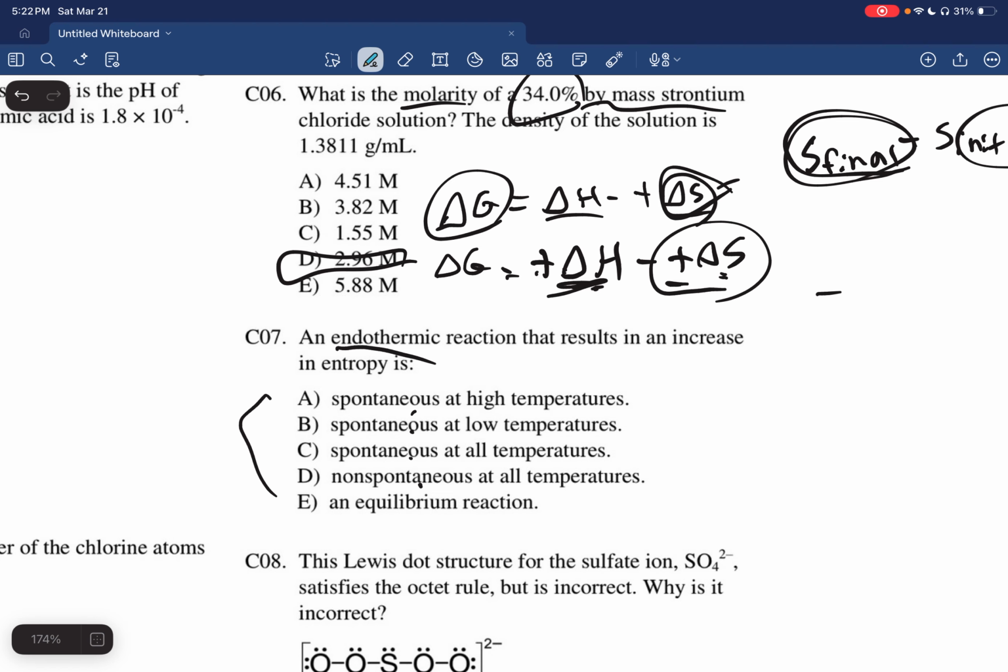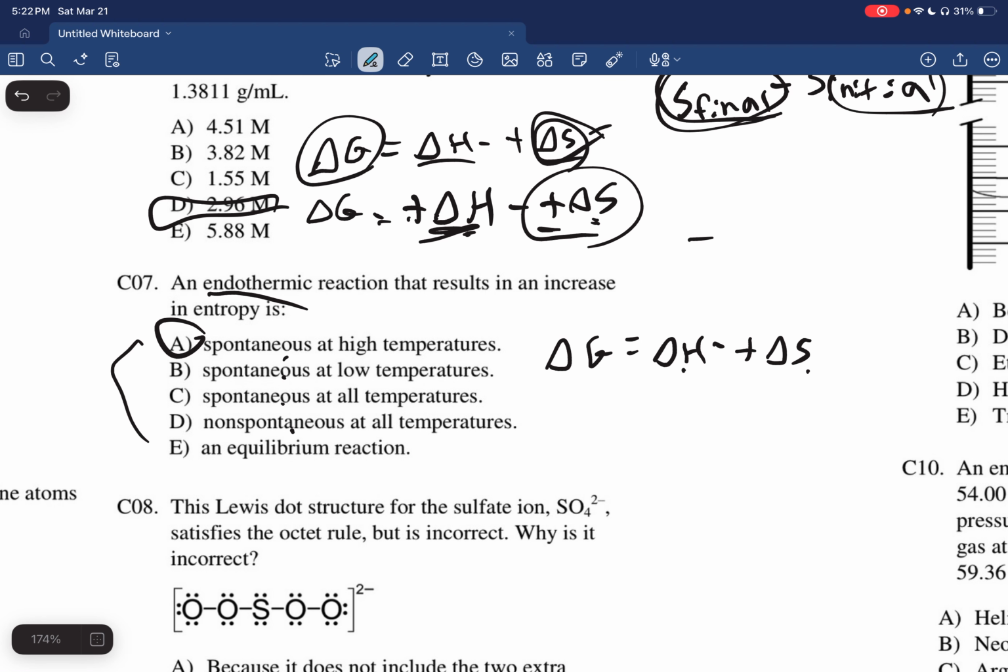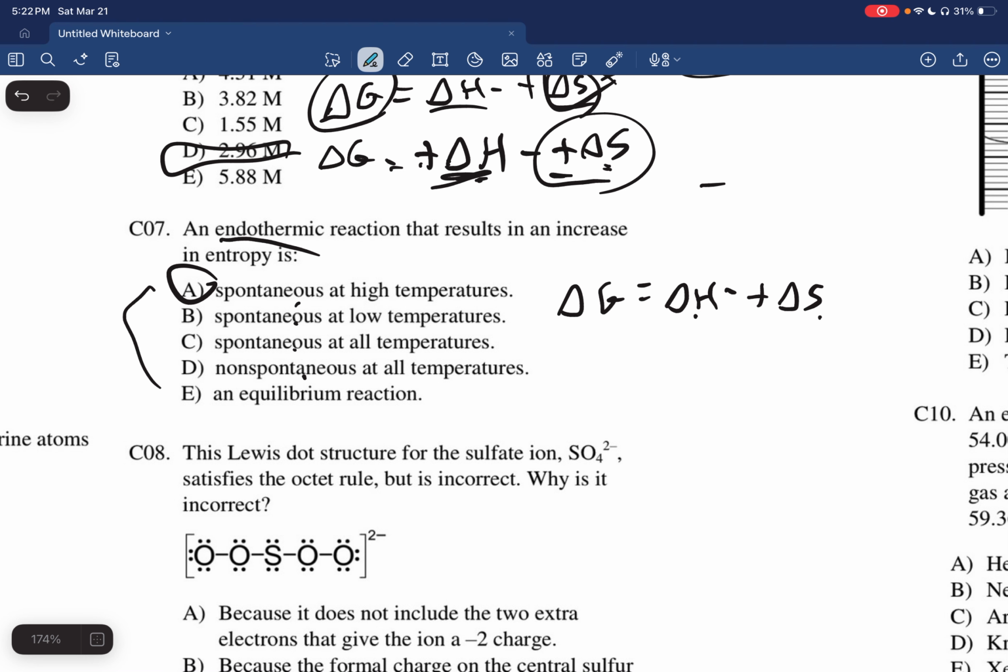So this looks to be the right answer, but let's see answer choice B. It says spontaneous at low temperatures. Let me rewrite this because I made it really messy. Remember, this is positive, this is also positive, so it's just the equation as it is. So at very low temperatures, this negative part is going to get very small, and your positive is going to be bigger. So your delta G is going to be positive, and that's actually not going to be spontaneous. So C is saying spontaneous at all temperatures. Well, we just saw that at low temperatures, it's not going to be spontaneous.